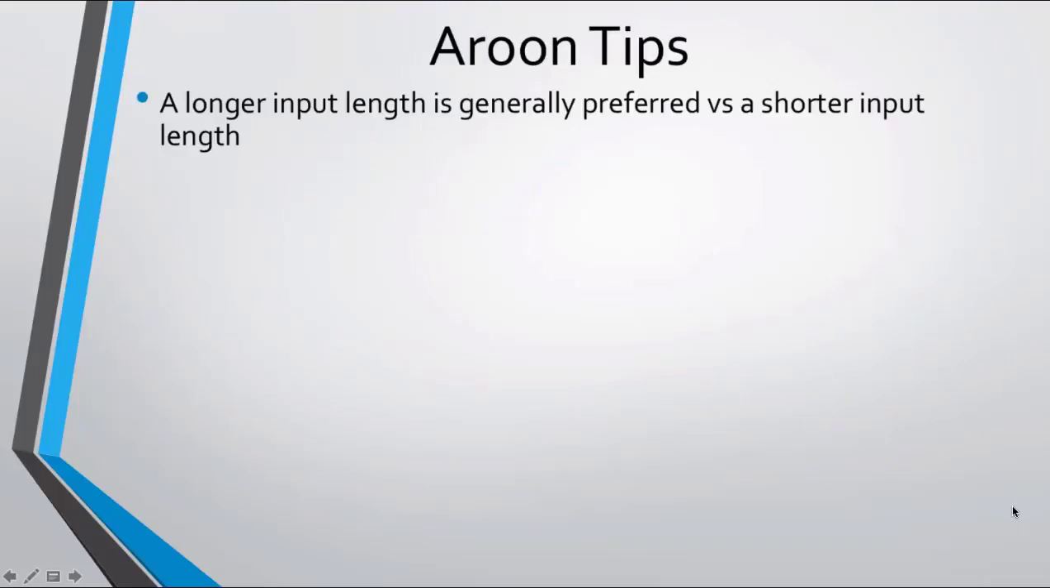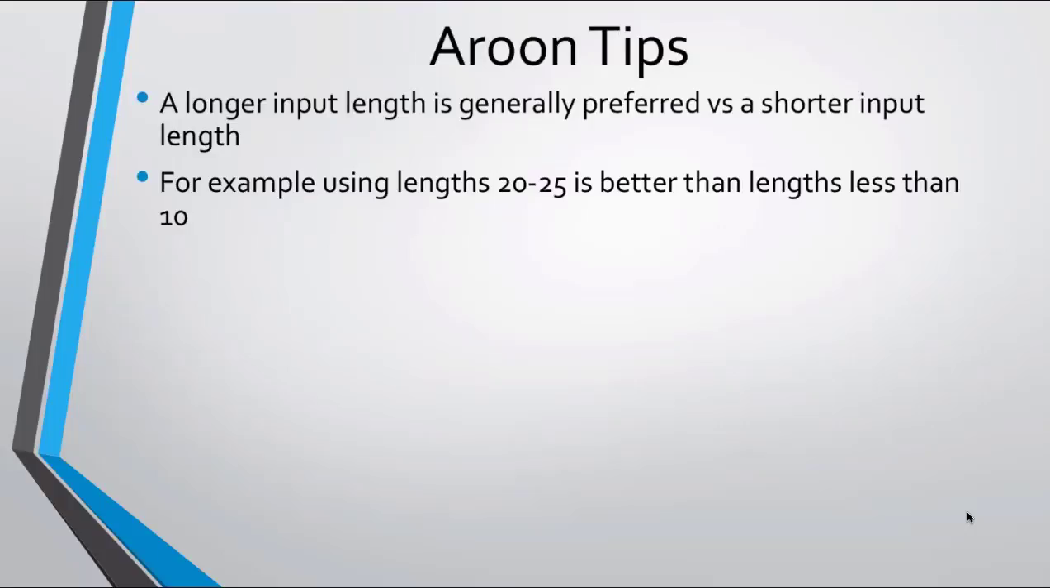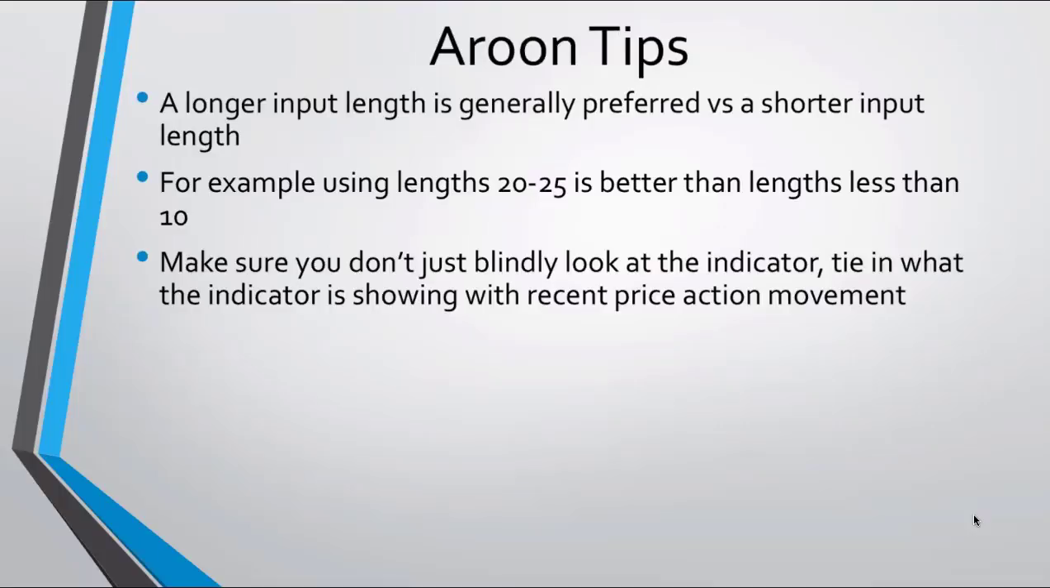Aroon tips. A longer input length is generally preferred versus a shorter input length. That's almost always the case in charting, that a longer length, meaning more data, is better or more advantageous than shorter data. For example, using lengths of 20 to 25 is better than lengths less than 10. You've got more data, it's more reliable.